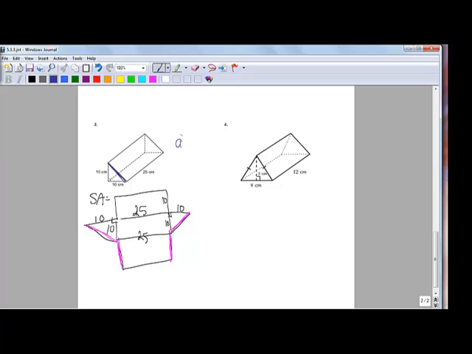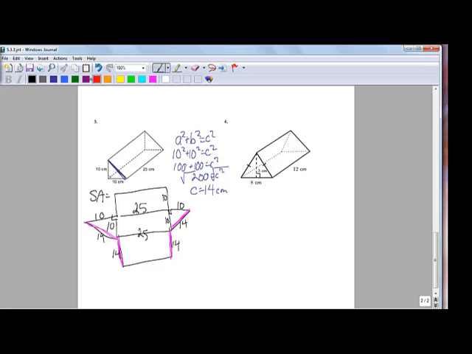No big deal. A squared plus b squared equals c squared. 10 squared plus 10 squared gives me c squared. 100 plus 100, 200 equals c squared. Square root of both sides. The square root of 200 is 14.1. So c is about 14 centimeters. I can go back to the net that I drew and label in 14. And I am good to go.